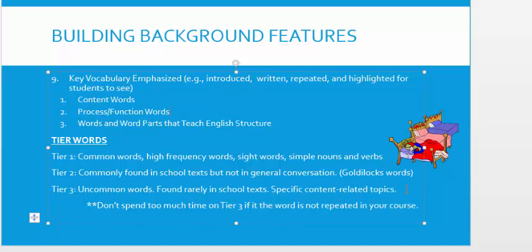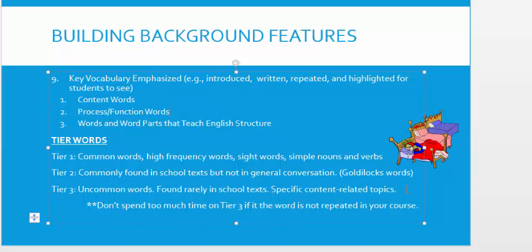Your tier 1 words are very common words. They also are more concrete, so oftentimes you can couple it with a picture, and the student will very quickly understand its definition. They're also high frequency words, sight words, simple nouns and verbs that students are going to be using a lot in their language. If you see that they're missing a word in their speaking or their writing that is a high frequency word or sight word, make sure you pull them aside and give them that additional instruction, because that's going to be helpful for them in their entire language building, not just specific to your content area.